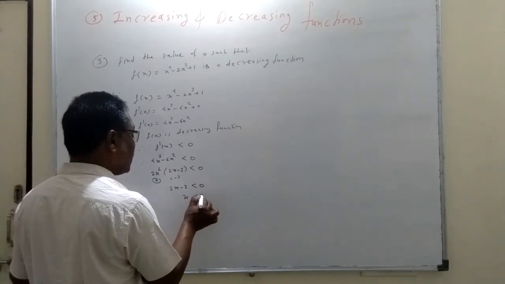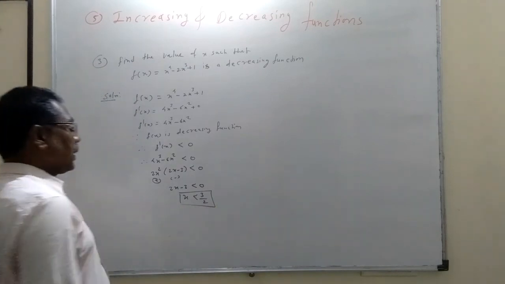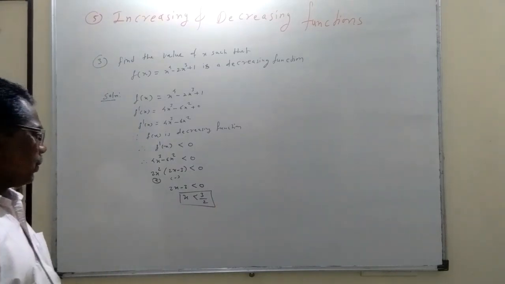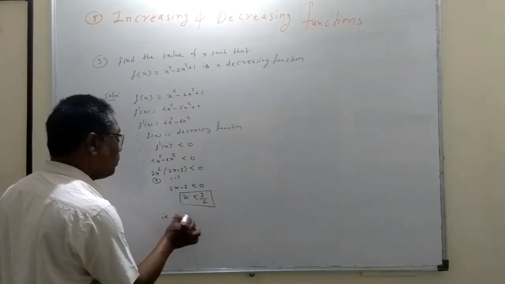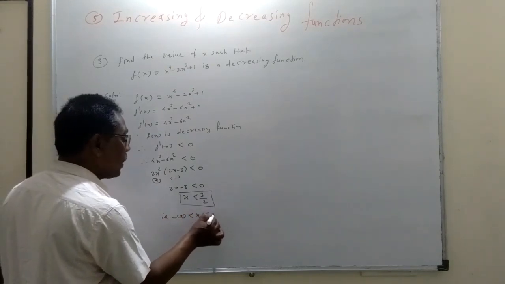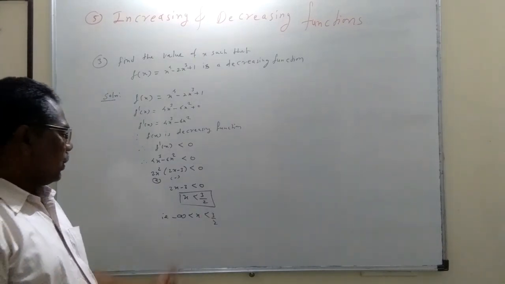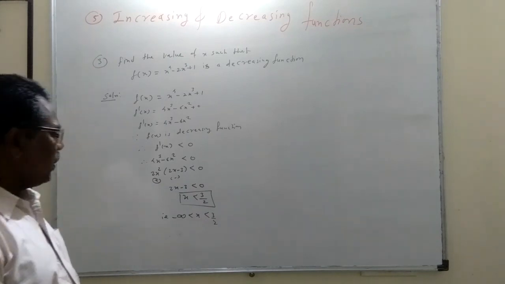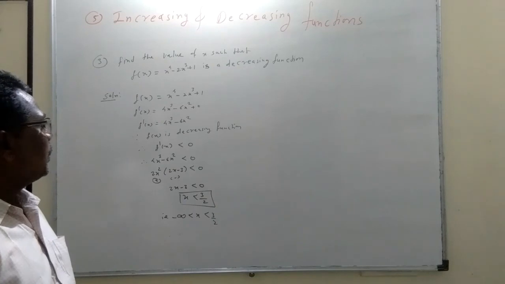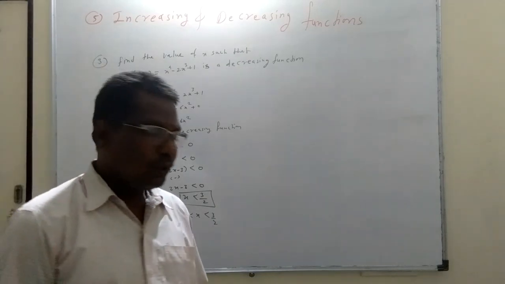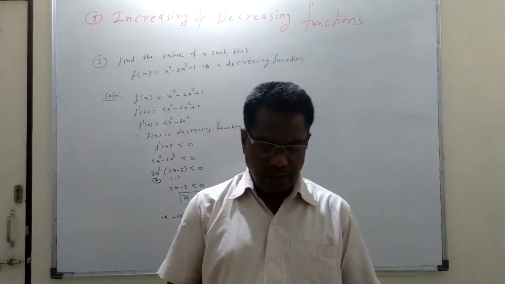So x must be less than 3 by 2. So x value is, that is, minus infinity less than x less than 3 by 2. So in this interval we can take any value so that the function is a decreasing function. So in this way you solve the examples for increasing and decreasing functions.